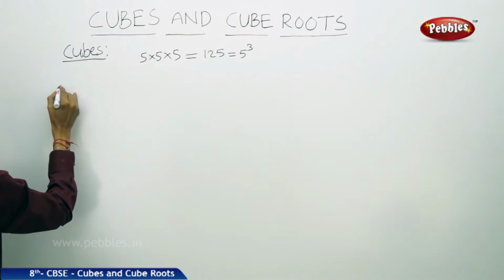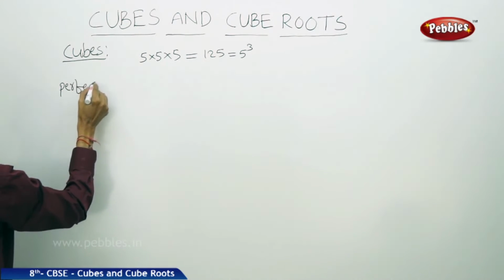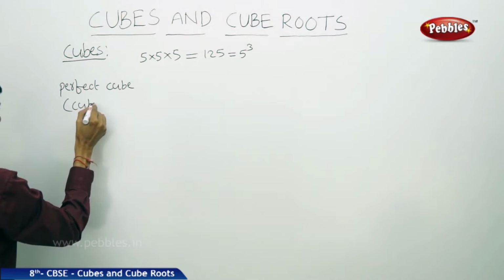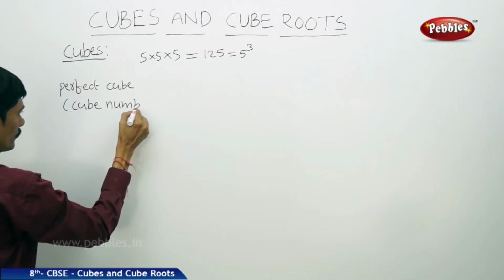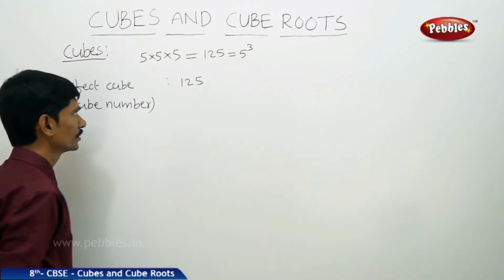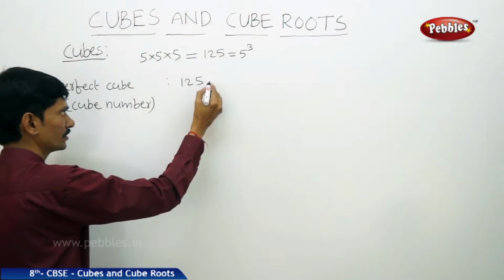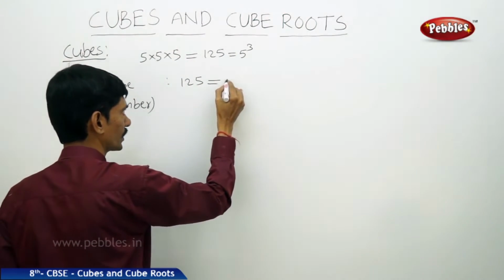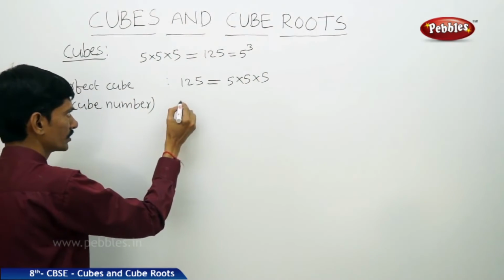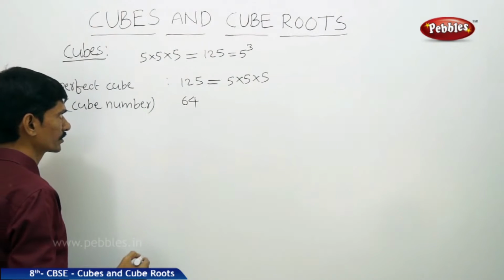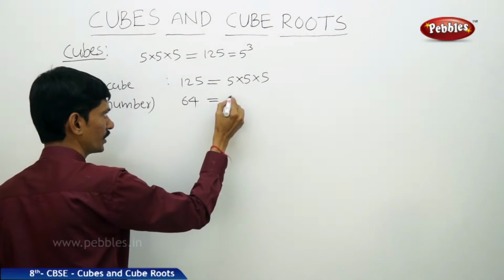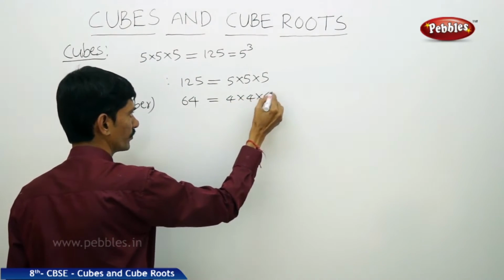Then what is a perfect cube or cube number? Here 125 is a perfect cube or cube number because it can be written as the product of 3 equal factors like 5 into 5 into 5. Then what about 64? It is also a perfect cube or cube number because 64 can be written as 4 into 4 into 4.